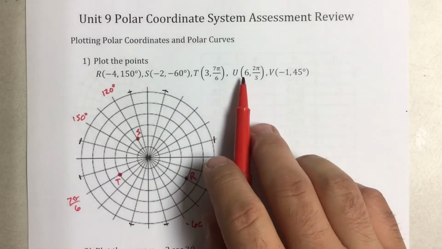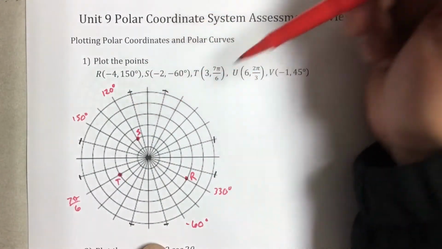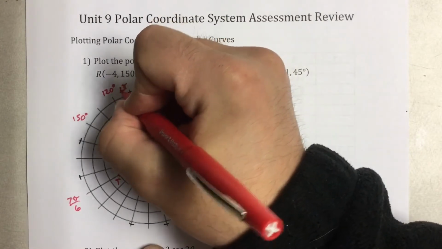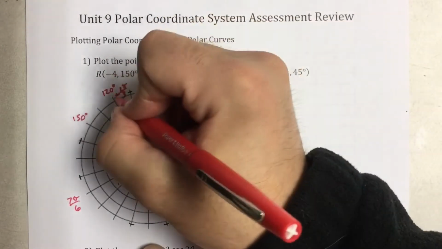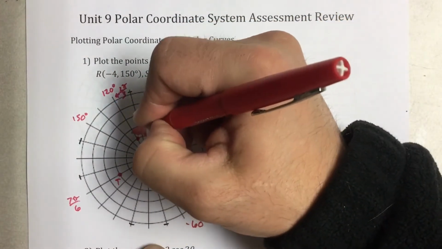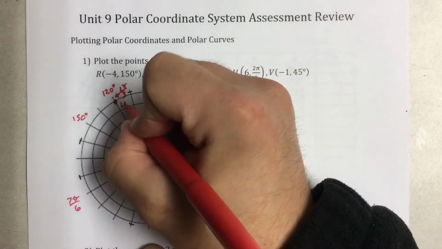All right. And then U, 2/3 pi. So 2/3 pi is 120. And we have to put that here, 2/3 pi. Okay. And then 6, so it goes in that direction. 1, 2, 3, 4, 5, 6. And that is coordinate U.